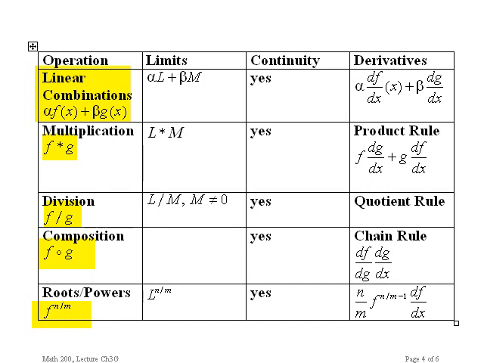If we look at each heading, limits, continuity, and derivatives. Under limits, if you have a linear combination of functions, you just take a linear combination of the limits, alpha L plus beta M. If you multiply the functions, multiply the limits. If you divide the functions, divide the limits. If you raise the function to a power, raise the limit to a power or to a root.